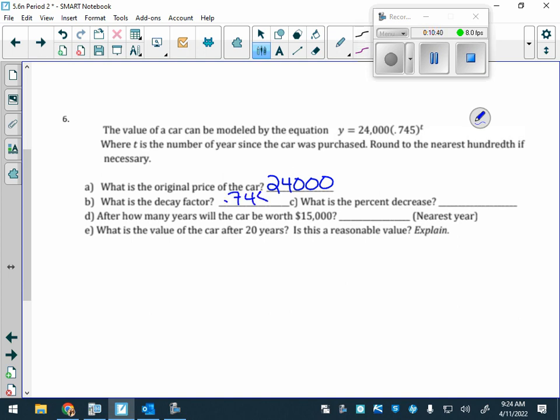Good. Okay. Now, since that's the decay factor, R is already done. So it's 1 minus R equals 0.745. So what is our percent decrease? Tell me. Careful. Careful. Yep.